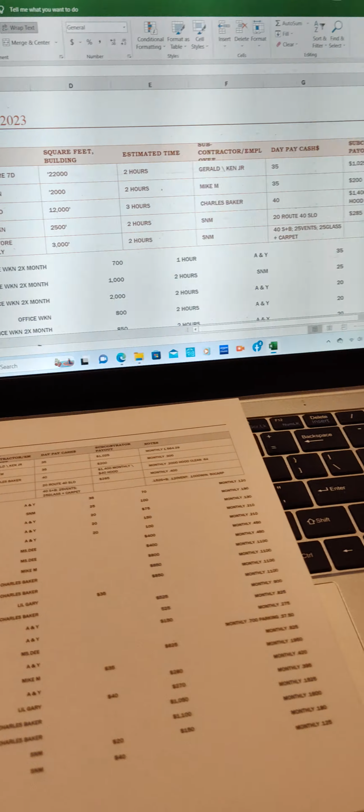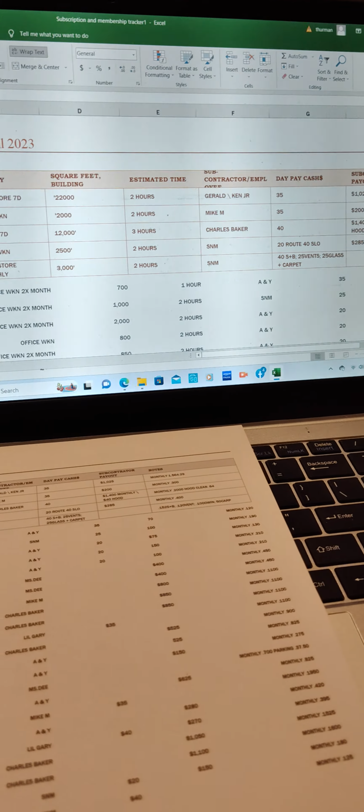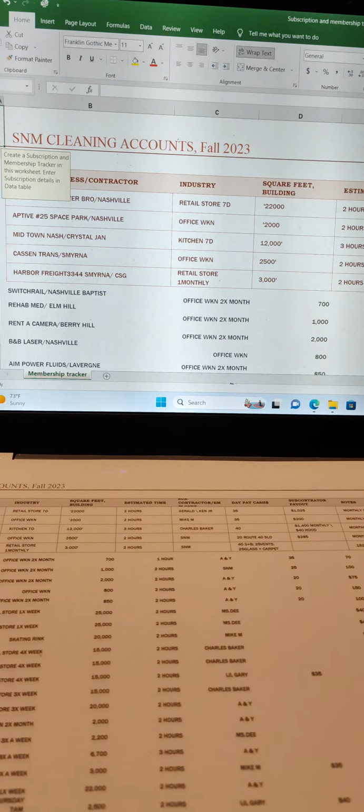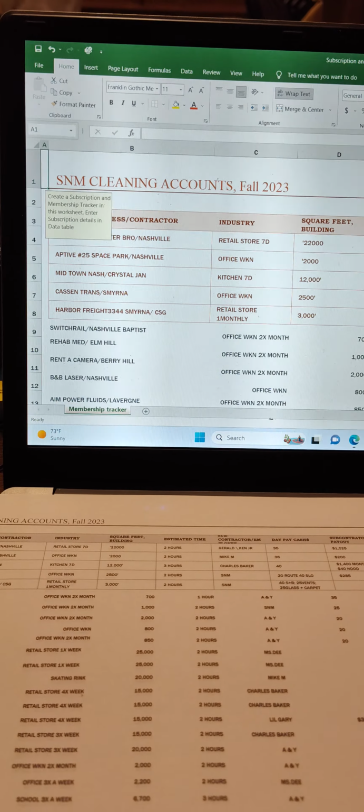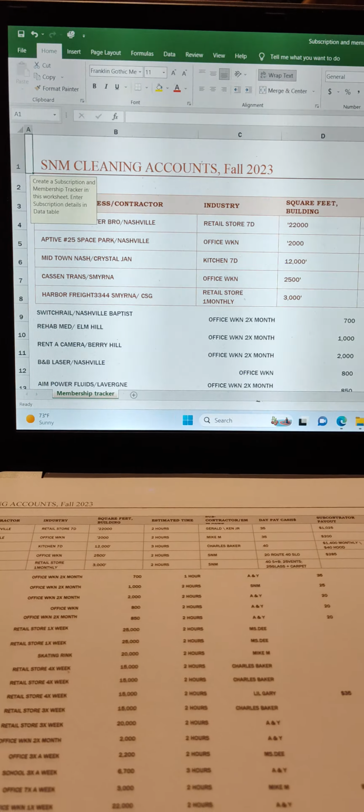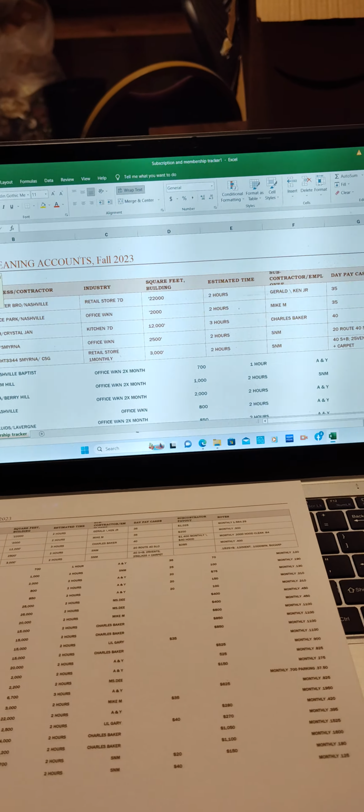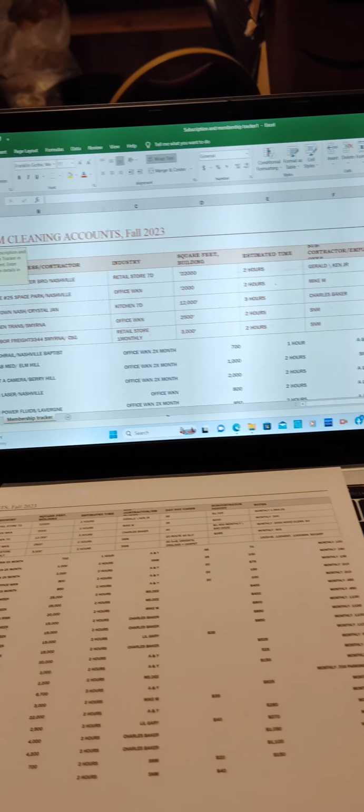I'm just not getting it finished. This is our recurring accounts. I got them on an Excel spreadsheet. It makes it easier for myself, and possibly could be easier for some others as well.